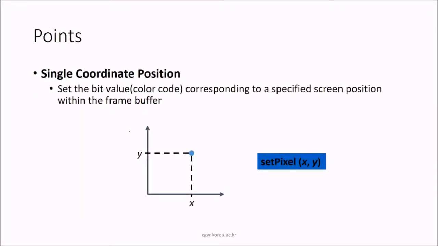Points: how are you going to represent a point? This is a single coordinate point represented by x, y. We set the bit value, that is the color code corresponding to a specified screen position within the frame buffer. We can use the command setpixel(x, y) to represent any single coordinate position, a single point.